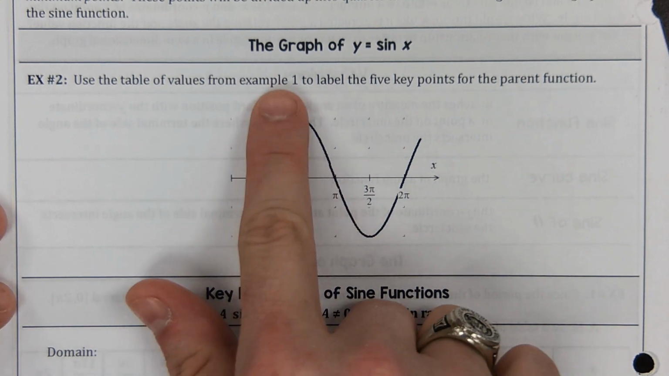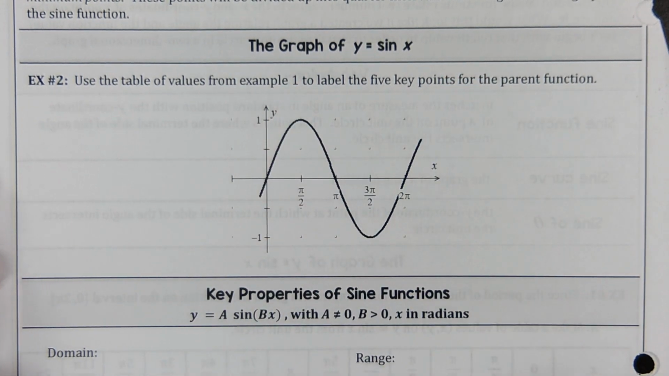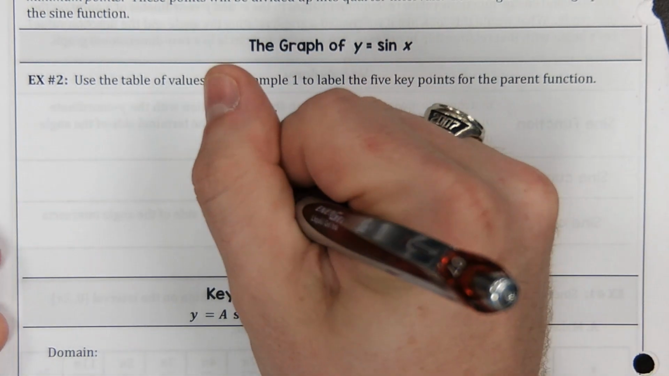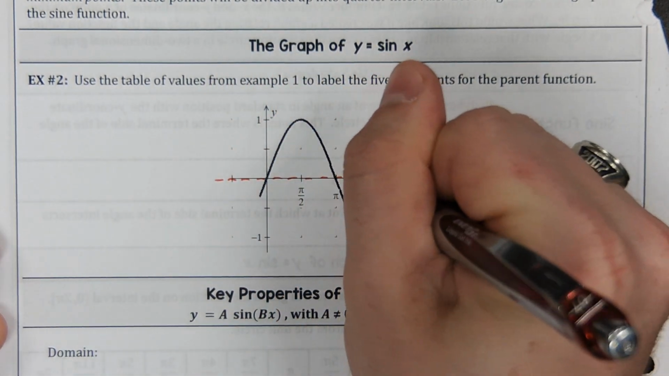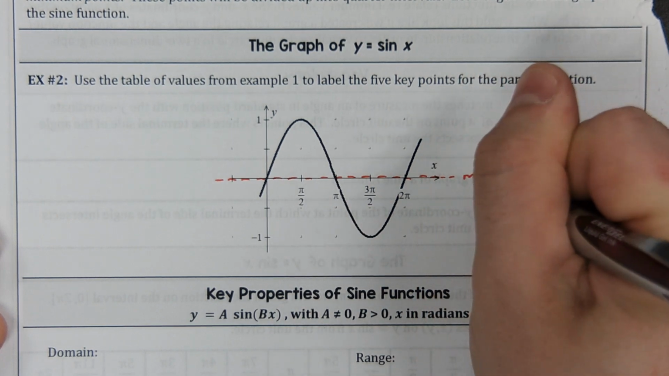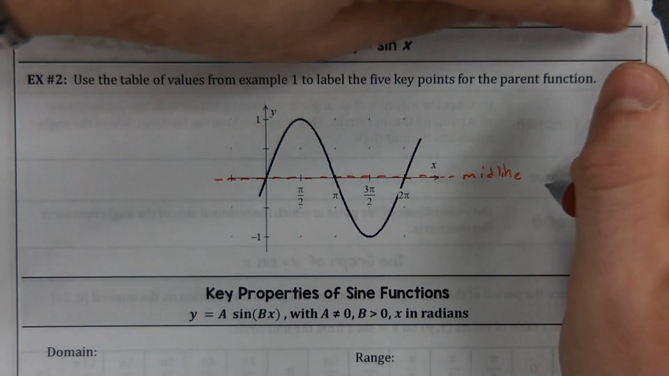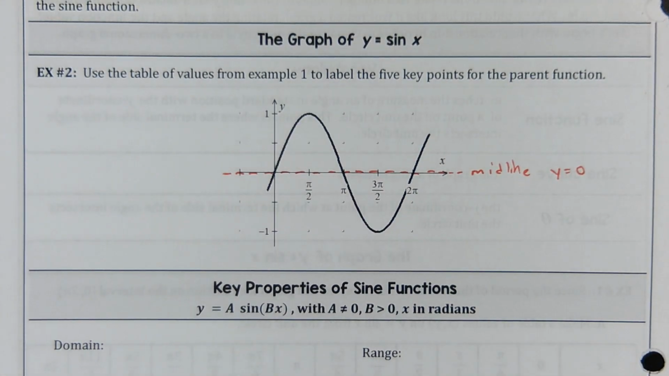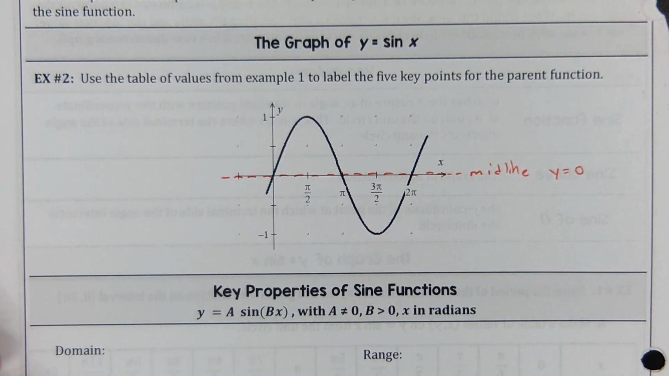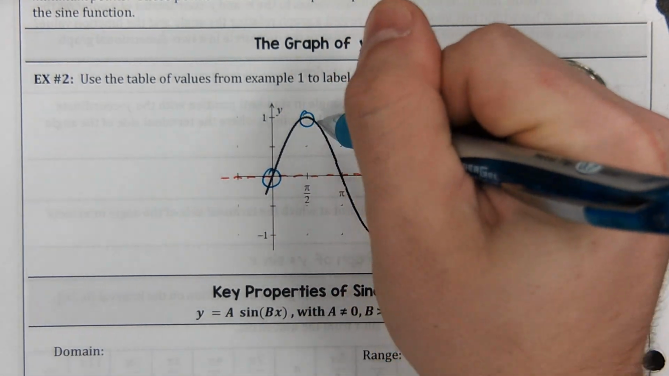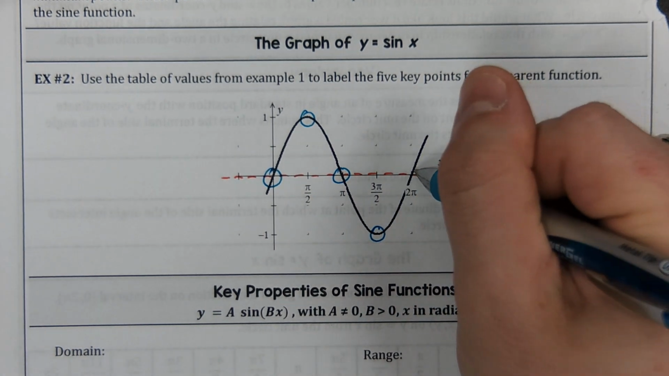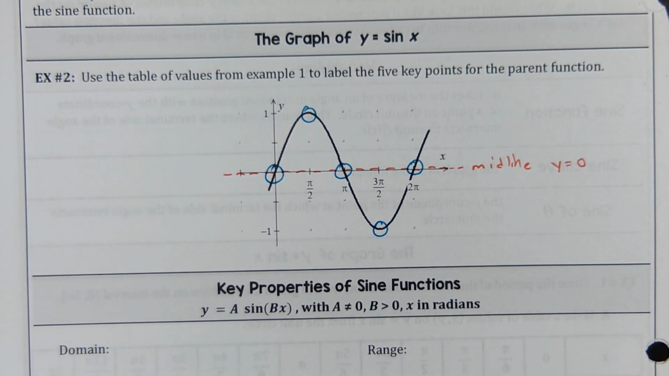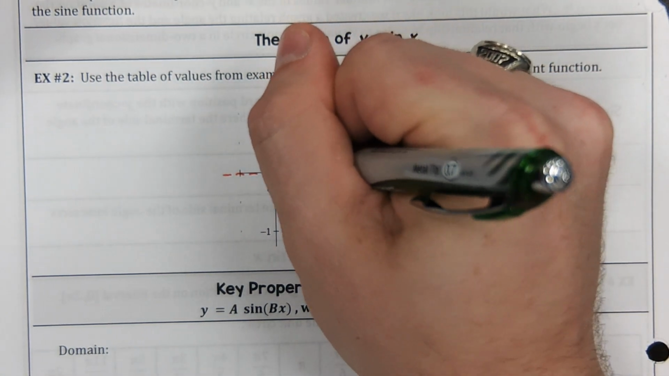When you're looking at the parent sine wave, the midline is the x-axis. This can be shifted up and down, obviously, through transformations. But the 5 key points, so to speak, are midline, max, midline, min, midline. There are 5 points there. And those 5 points separate our object into 4 things, 4 quadrants.